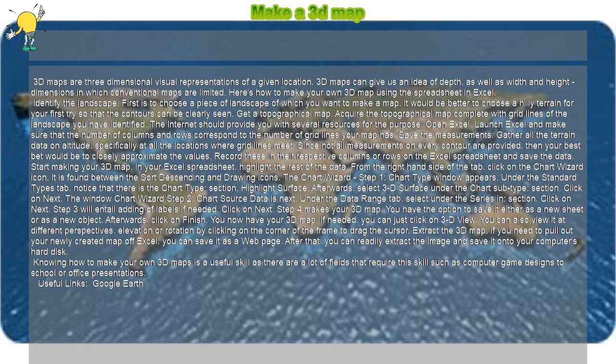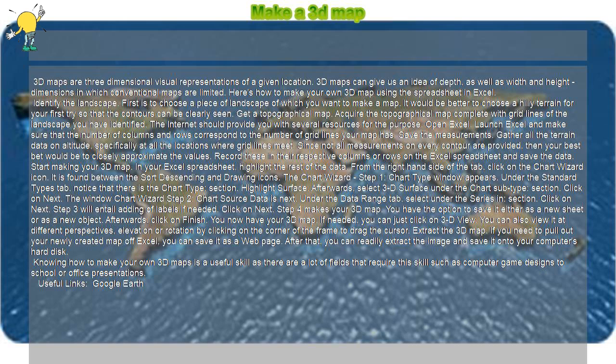Start making your 3D map. In your Excel spreadsheet, highlight the rest of the data. From the right-hand side of the tab, click on the Chart Wizard icon. It is found between the Sort Descending and Drawing icons. The Chart Wizard, Step 1, Chart Type window appears.